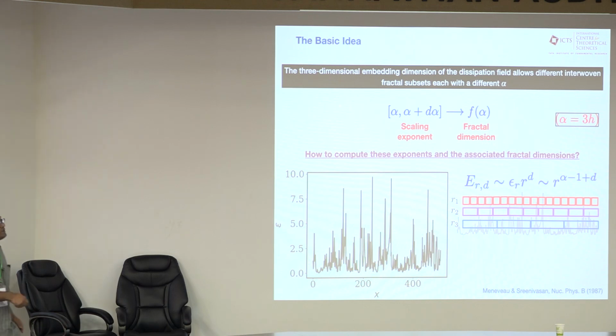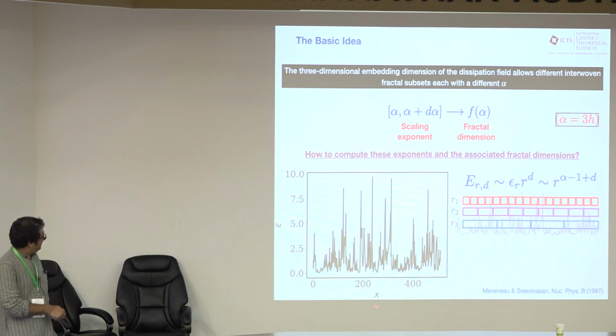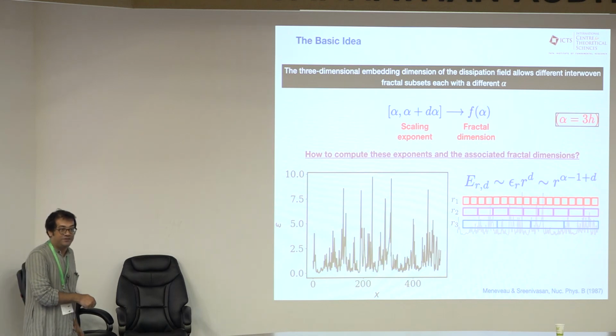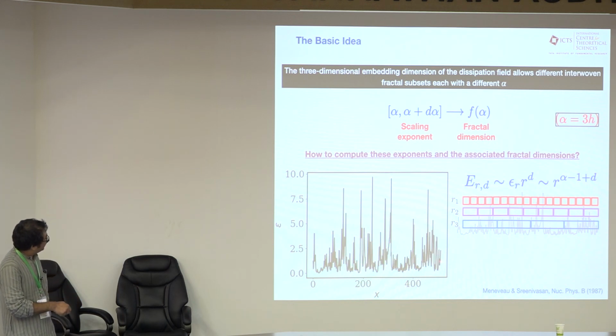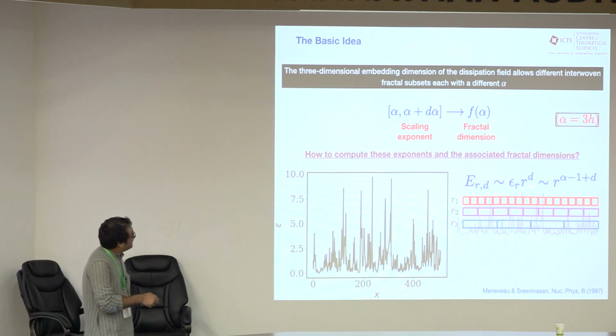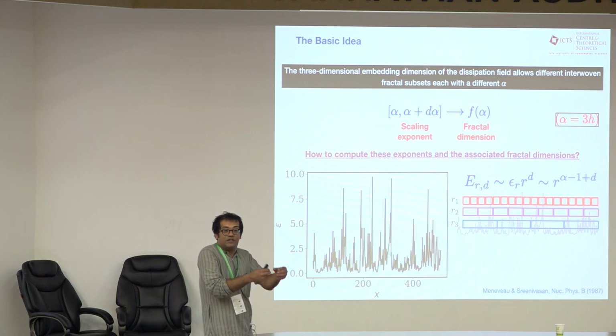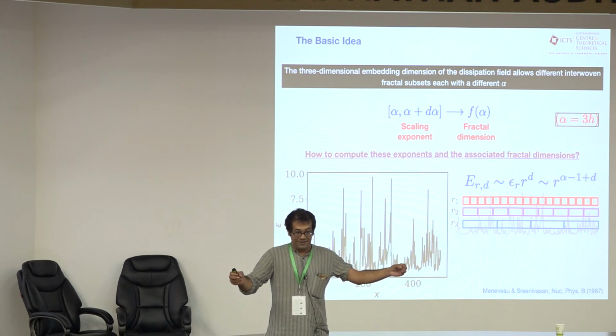What one does essentially is this: this is a trace of the dissipation field over space. You have these intermittent spikes. Kolmogorov would have told you that this is going to be a flat line. So what one does is break this time or spatial series into little boxes of different sizes and then compute the total dissipation in each of these little boxes.